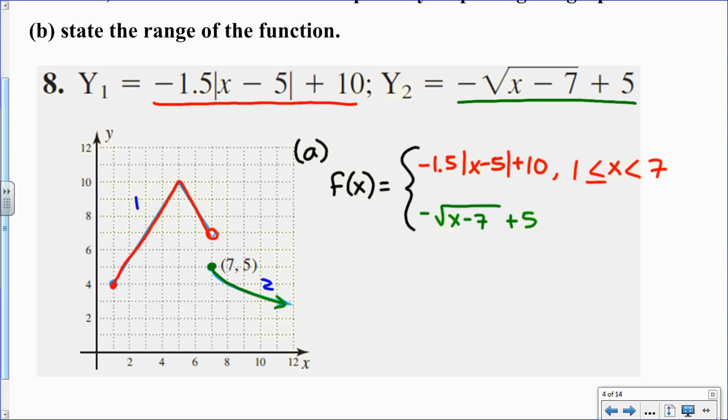So here's where it starts. I want greater than 7. Okay, so X is greater than or equal to 7 because it's a closed circle. Questions about that?